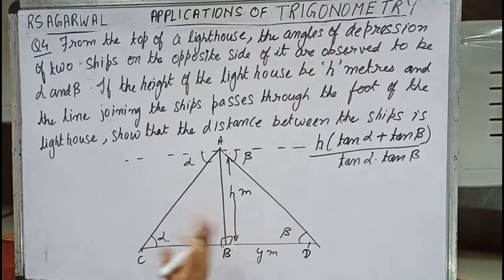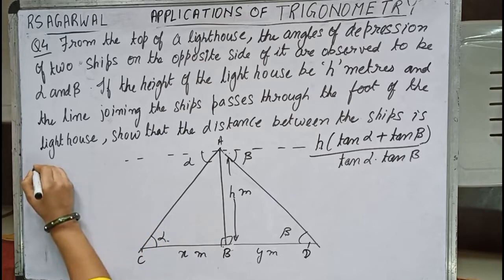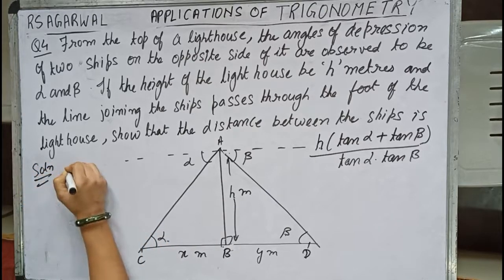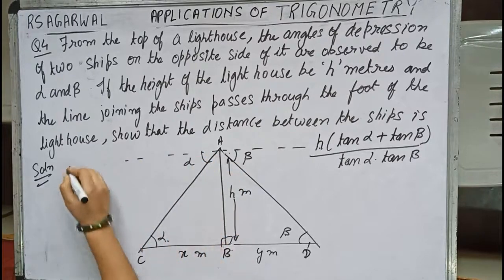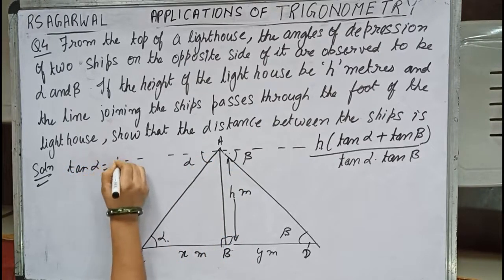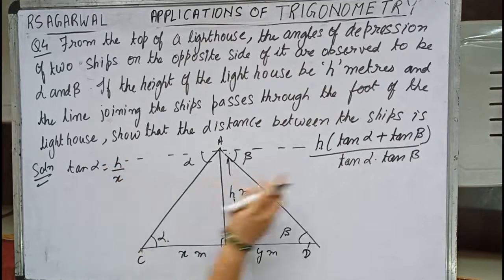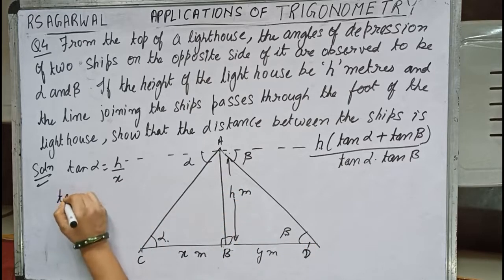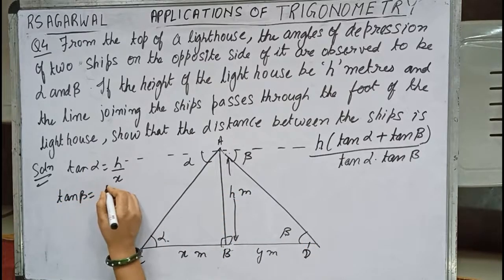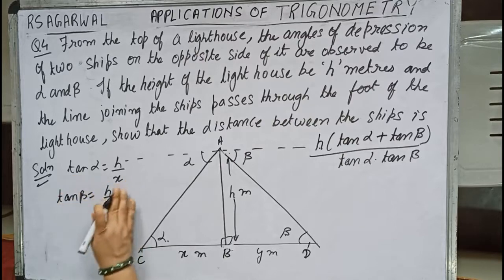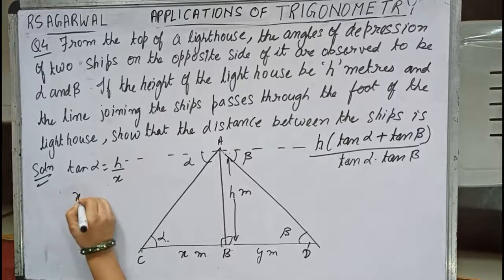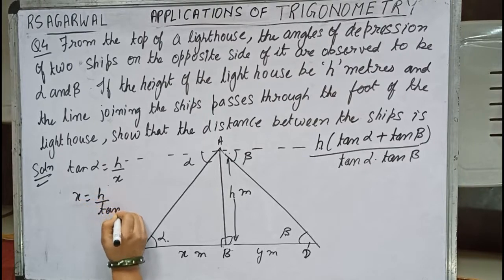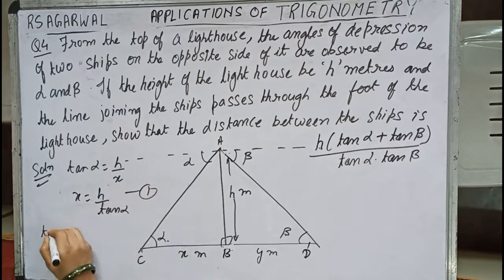In this question also, children, I am not writing anything over here; directly I am writing. You have to solve on your own. In triangle ABC, tan alpha equals h by x, and in triangle ABD, tan beta equals h by y. From here, x equals h by tan alpha, and in the second triangle, tan beta equals h by y, so y equals h by tan beta.